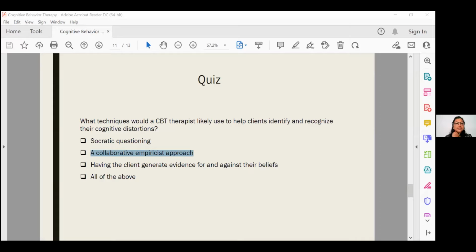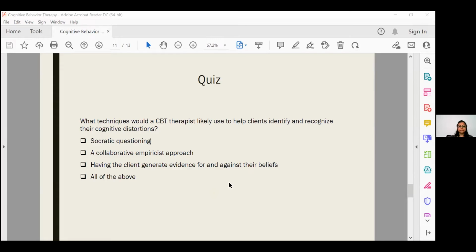What is an empirist? What does the word empirist mean? Okay, everybody has answered all, which is right. Empirist means that it's based on facts. It's not based on thoughts. So the knowledge, the information is derived from facts rather than thoughts.